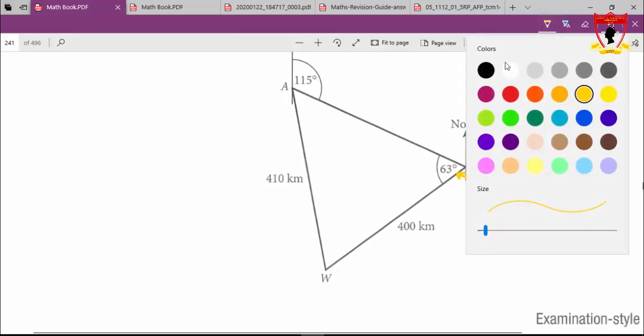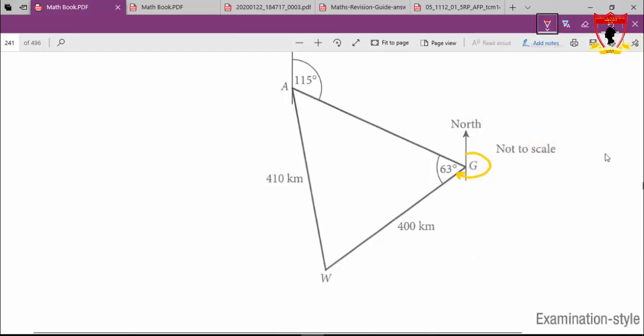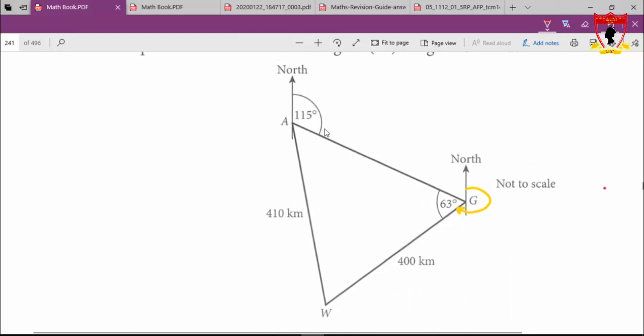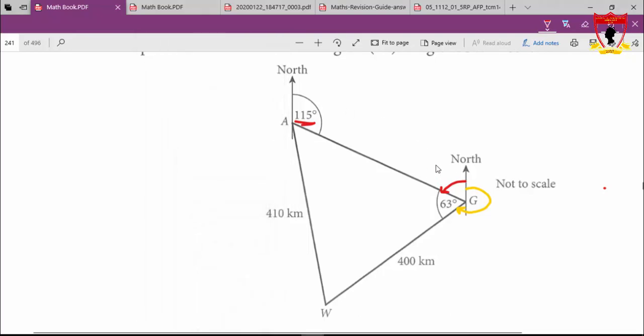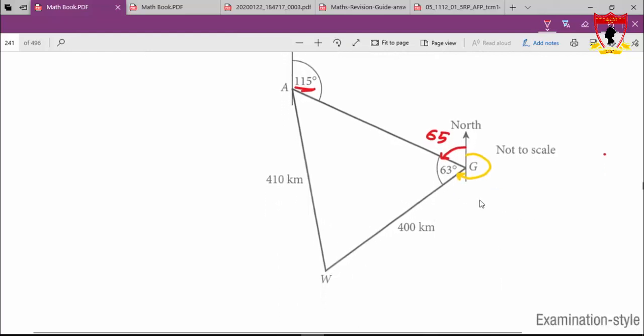Again, we need the relation between the bearings. This angle is 115 degrees. So this angle here must be something that completes 180 with 115. Then 180 minus 115 is equal to 65 degrees. This angle here is 65. So far, it's good. Now I need to find this angle here.